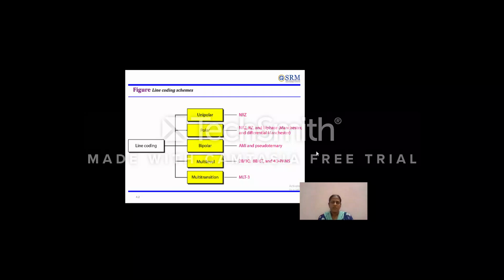So let us get into the first technique, which is called unipolar. We'll be focusing basically on unipolar and polar techniques. So coming to the unipolar technique, all the signal levels will be on one side of the time axis, and a bit 1 will be represented by a positive voltage and a bit 0 will be represented by a negative voltage. Non-return to 0 is one example of the unipolar technique.